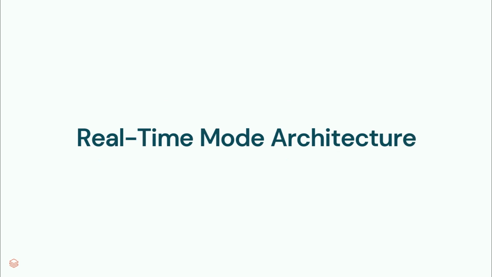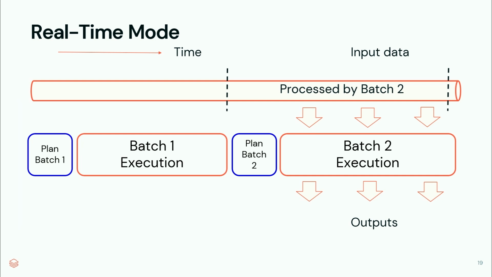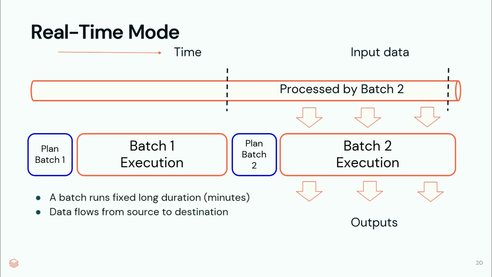So let's go through the basic architecture. Remember the previous graph: we process the current batch, and data arrived from the previous batch. In this case, a batch runs for a very long time, and then the most recent data is processed as it comes, and it flows all the way to the processing engine, and then to the output. We run the batches in fixed, long durations, usually minutes, by default 5 minutes, and the data can flow from the source to the end without any buffering in the middle.